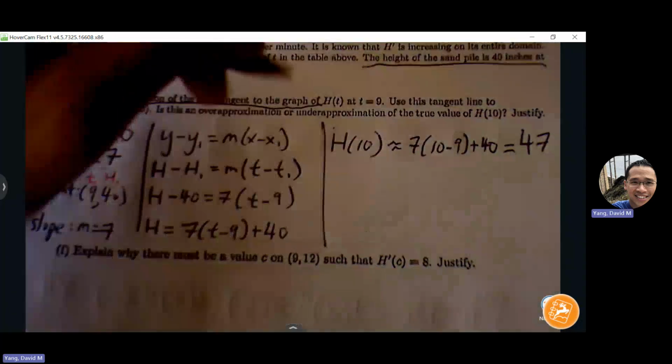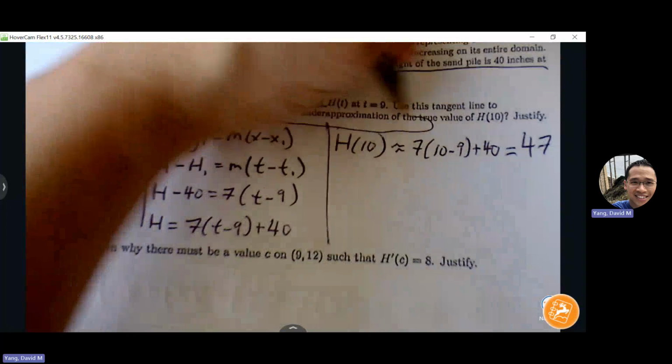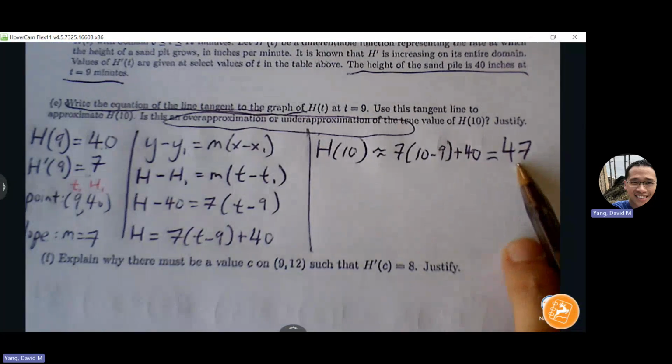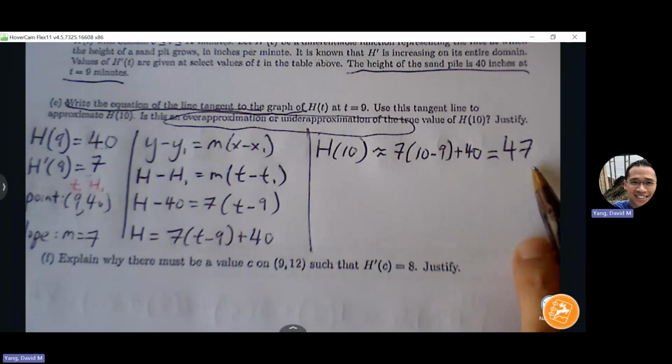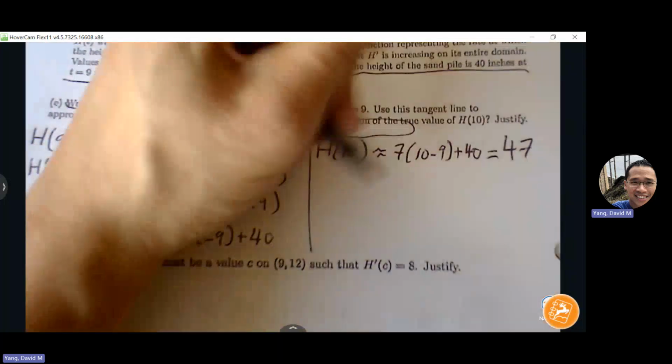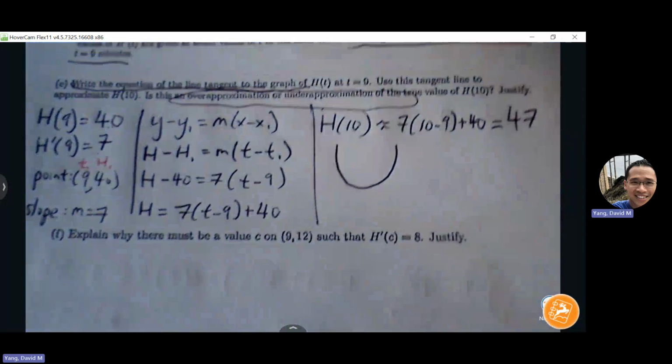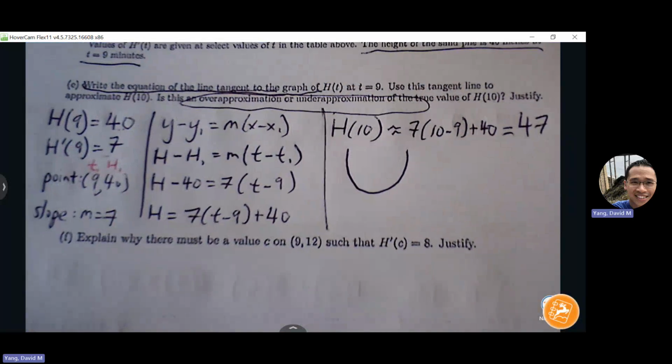Now, the last part is, is this an over approximation or under approximation? Right. We know that this is not the exact value, but is this higher or lower than the actual value? So let me explain that a bit. We have to know, basically, is this graph concave up or concave down? Okay. The graph of h.